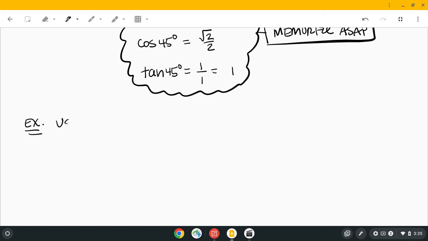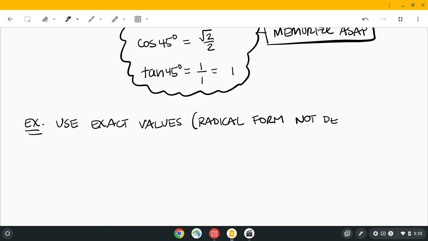Let's take a look at this example here. Use exact values. That means all of our answers need radicals, not decimals. Use exact values, radical form, not decimal, to show the following are true.